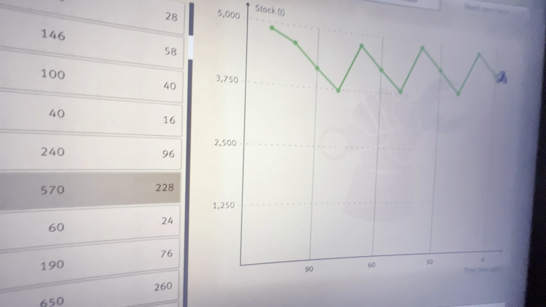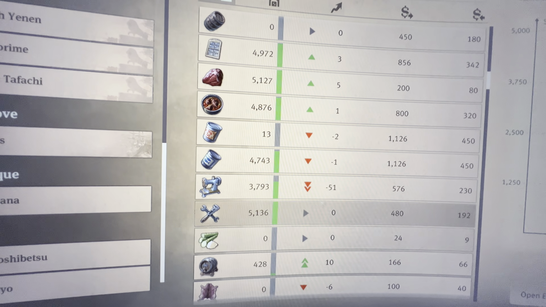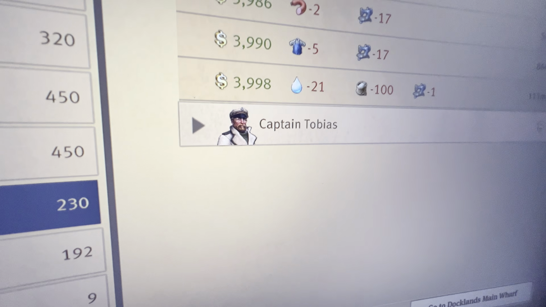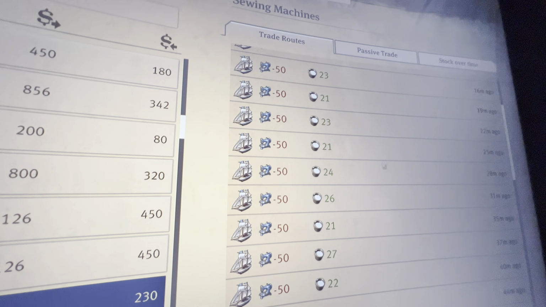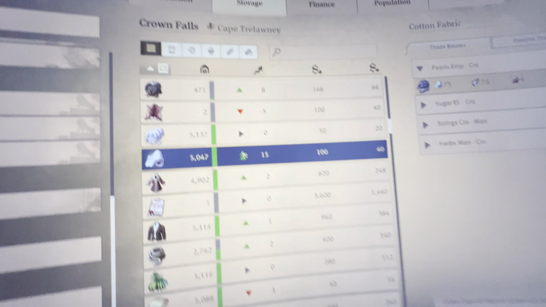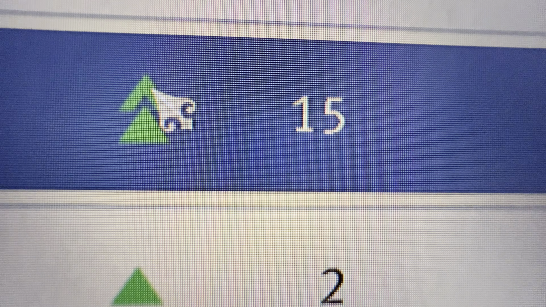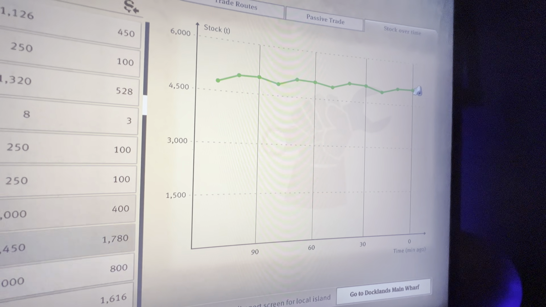Ooh. Most annoying thing ever is, oh, you forget one. Like, let's see here. Sewing machines, right? I know I'm making, just ignore the negative 50. Like, how many people buy this stuff? Look, I have to pay attention to this. I have to have so many trade routes that are affecting it, and you have to pay attention to how much is here. Look at that. Plus 15 from trade routes, passive trade, and the stock. The stock's pretty normal. And look at the cat food.